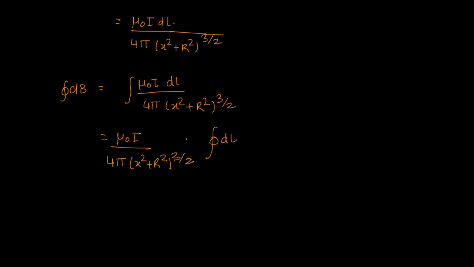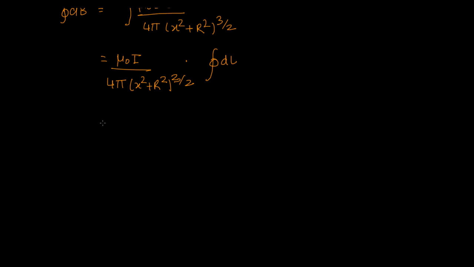Now what does that give you? That gives you 2 pi r, right? The total length is 2 pi r. So that gives you mu naught I into 2 pi r upon 4 pi into x square plus r square to the power 3 upon 2, right?